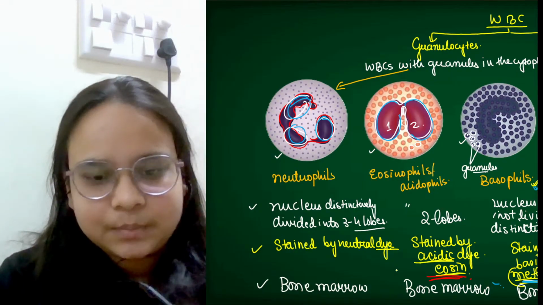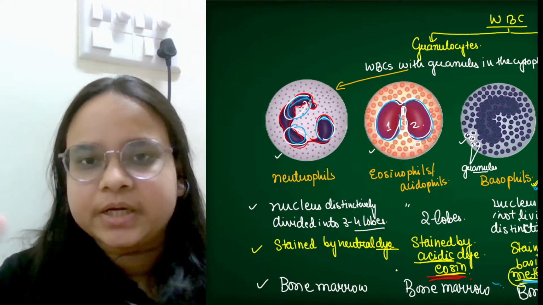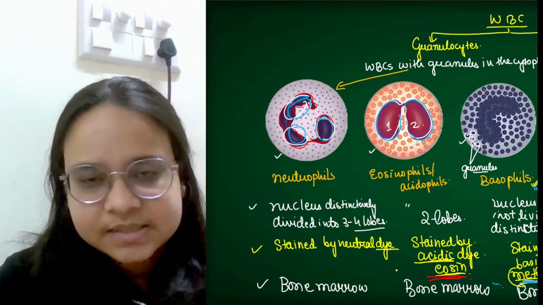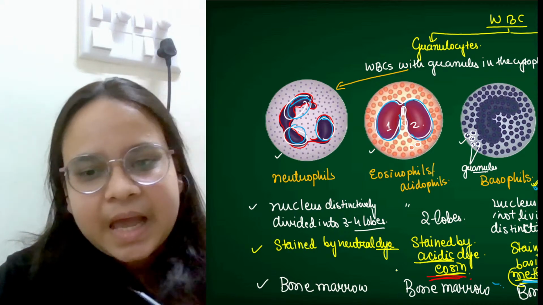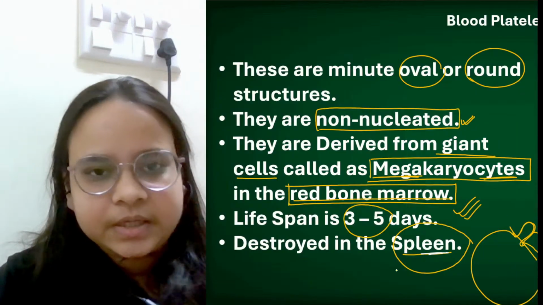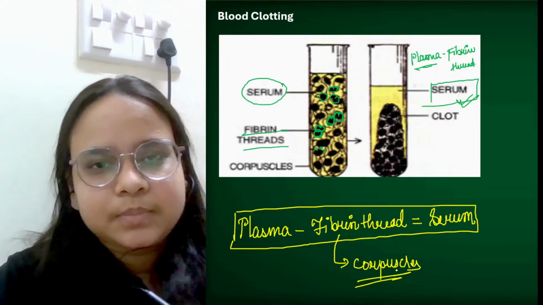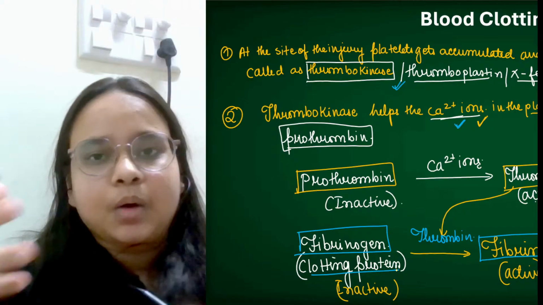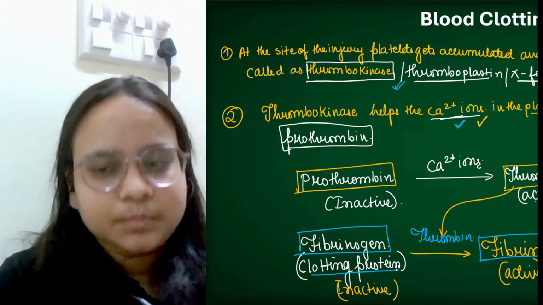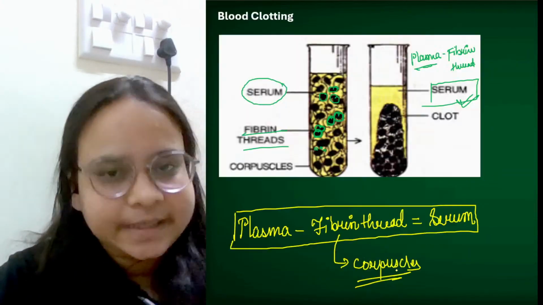We have classified the WBC into different categories according to its characteristics, that is whether it has granules or it is non-granular, and then we have classified it accordingly. So everything was done, even the blood clotting mechanism, how the blood gets clotted, what the factors involved in clotting the blood are, everything was discussed in great detail.